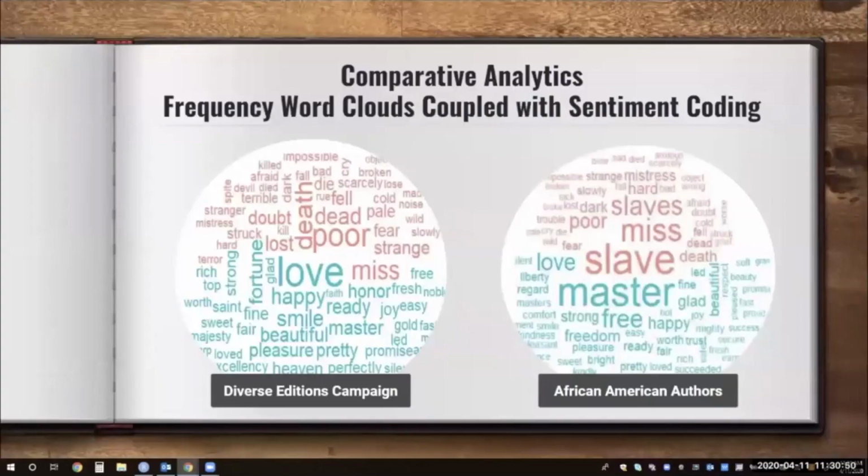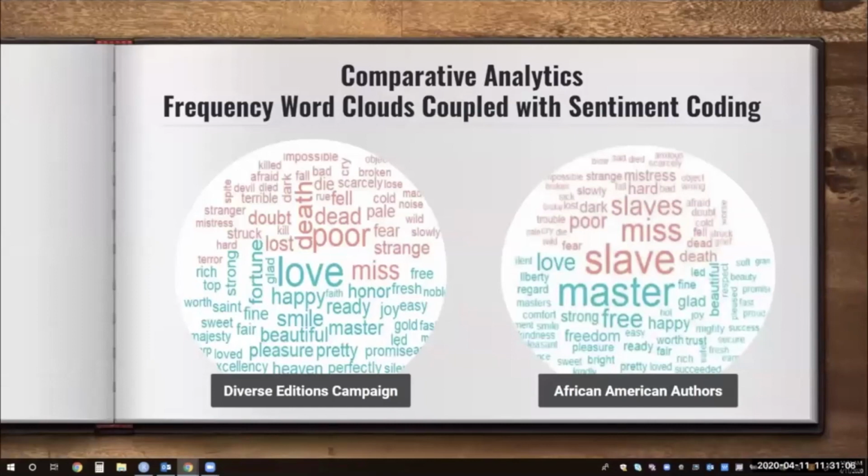These two word clouds indicate the most frequent words in each text cluster. Words in red express negative sentiment, and words in blue express positive sentiment. The larger the word, the higher the frequency of use by authors in their respective text clusters.